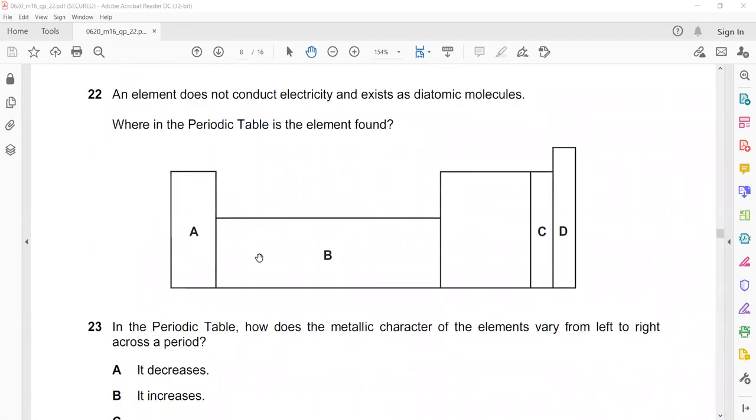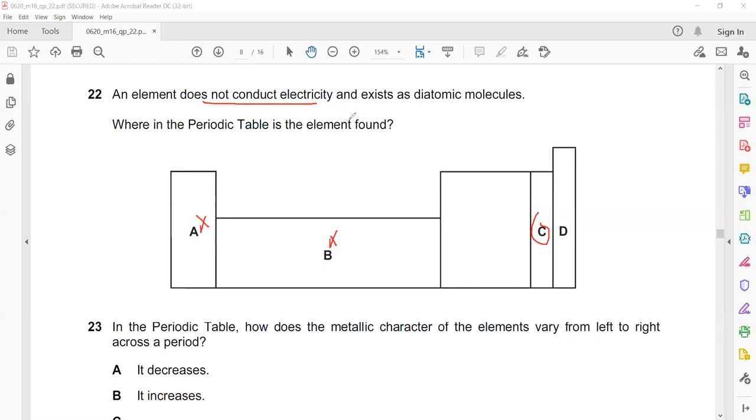Question 22. An element does not conduct electricity and exists as a diatomic molecule. Yes, so the correct answer is C. Why not A or B? Because A and B are metals and metals can conduct electricity. That's why it cannot be A or B.